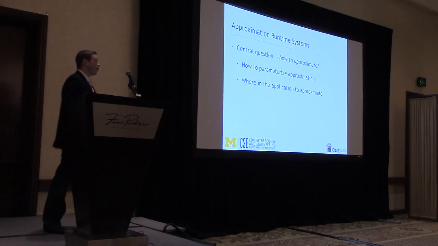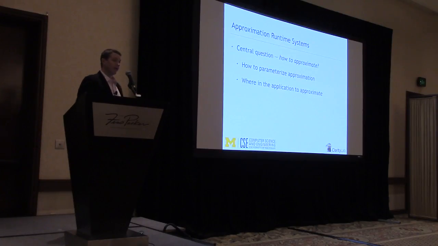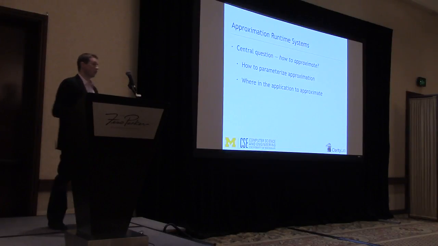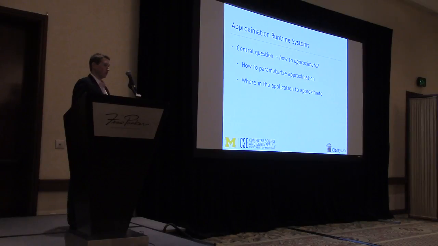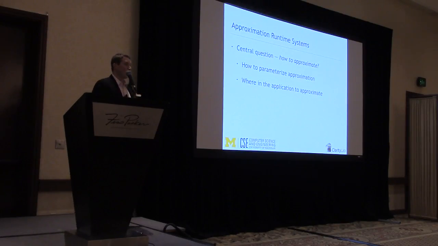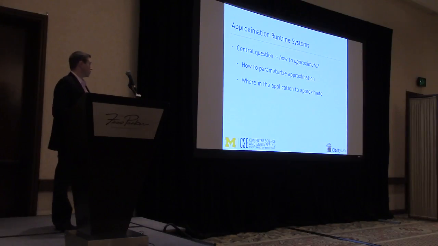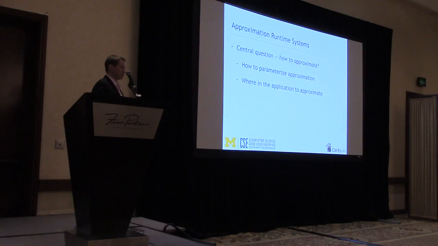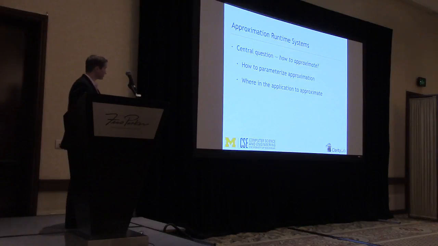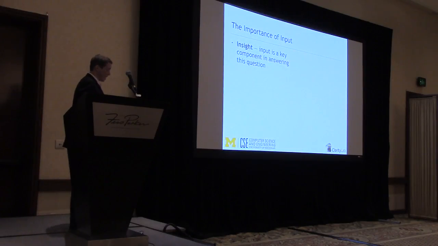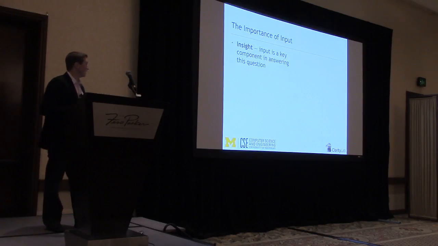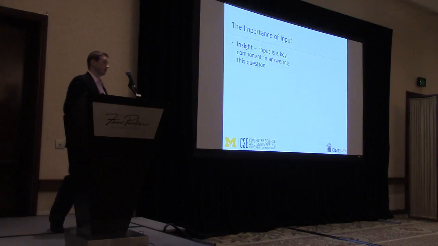Secondly, we need to answer where in the application do we approximate? It can be the case that we have many different code regions, many loops, functions, etc., that are amenable to approximation, and the job of the runtime system is to decide which of those, if any, to approximate, and how to parameterize approximation within all of those code regions. Really, one of the cases I make in this work, and the insight driving this work, is that input really is and should be a key component in terms of answering this question as to how to approximate applications.